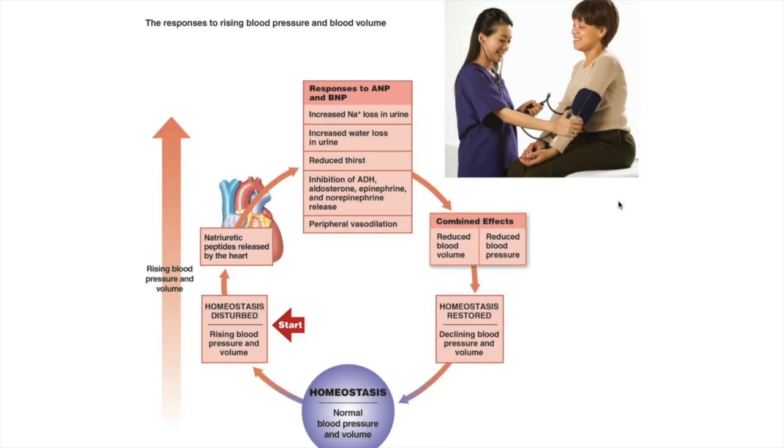When the blood pressure rises, as we see in this figure, the heart releases something called ANP, atrial natriuretic peptide. This causes fluid loss from the blood due to different hormones, and it also causes vasodilation, which is going to reduce blood pressure and bring it back to normal.